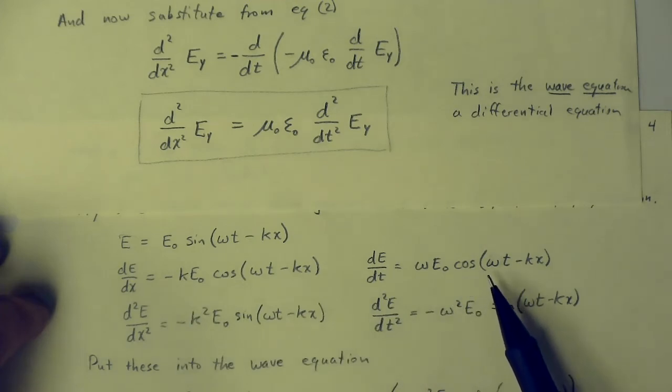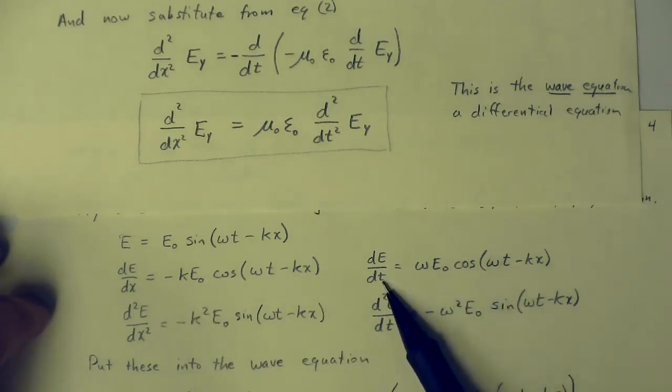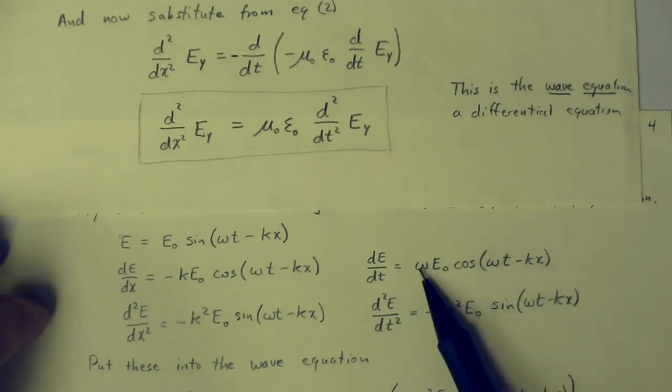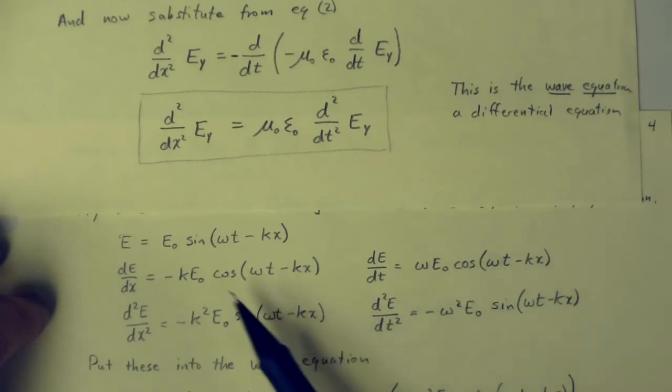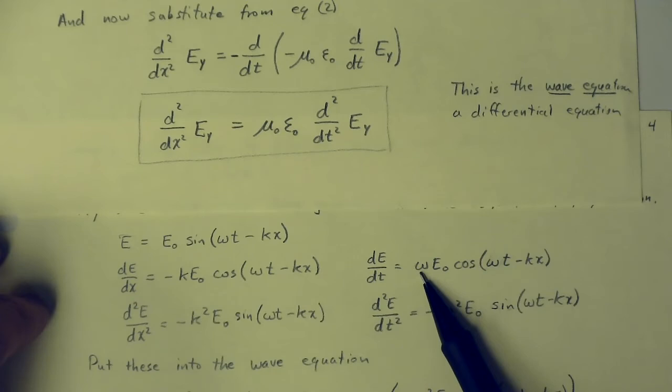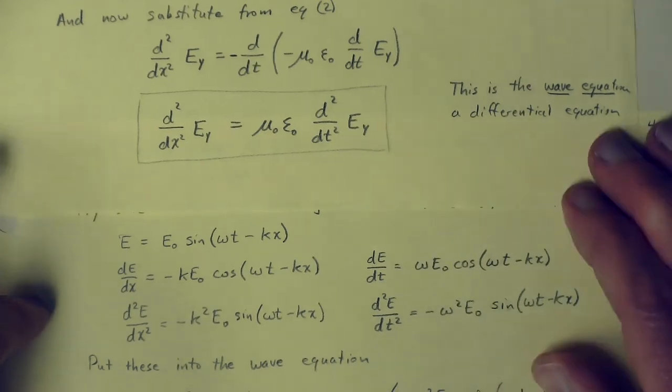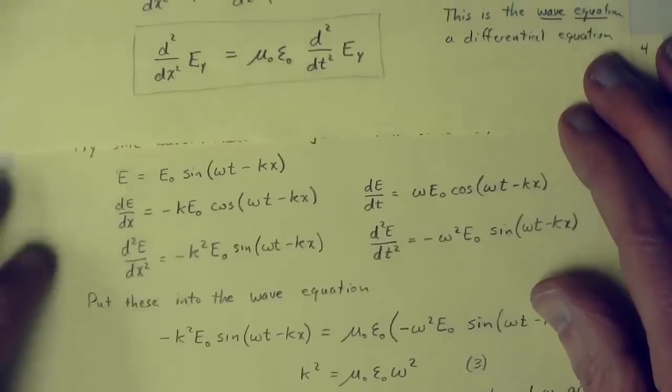If you try taking the derivative with respect to time, it looks very similar, except what's coming out each time is not minus k, but omega. So we have an omega that comes out in front here, and another factor of omega that comes out in front here. The first time from sine to cosine, we didn't get a minus sign, but from cosine to sine, we do get a minus sign. Now plug these into the equation that we had up there, and you'll have the following result.